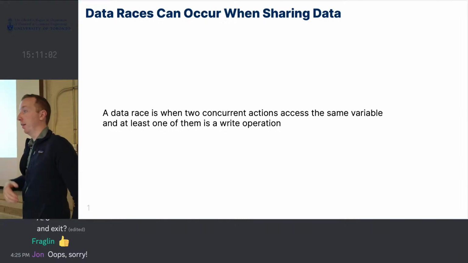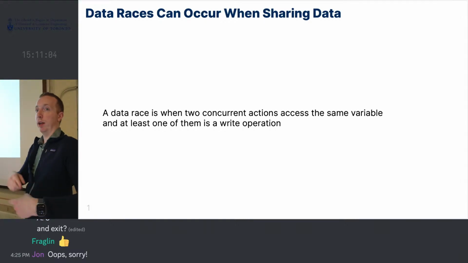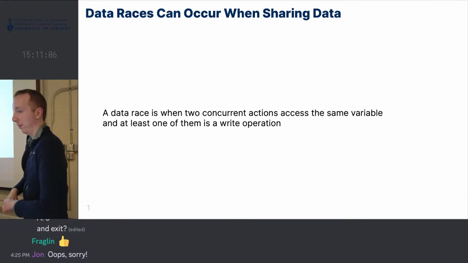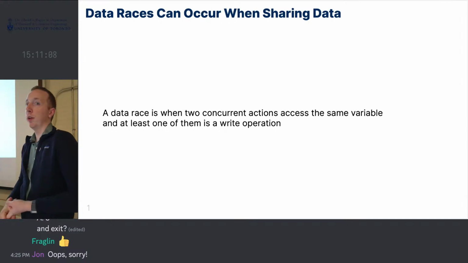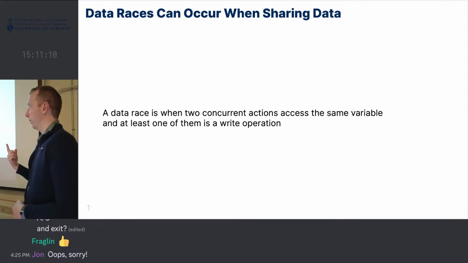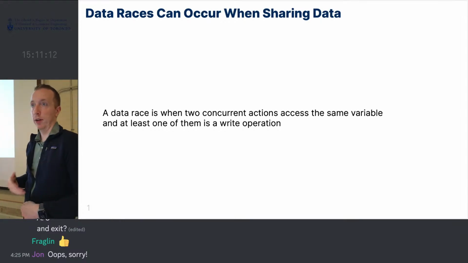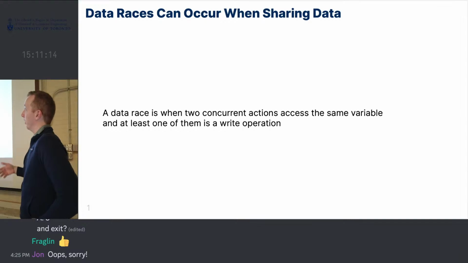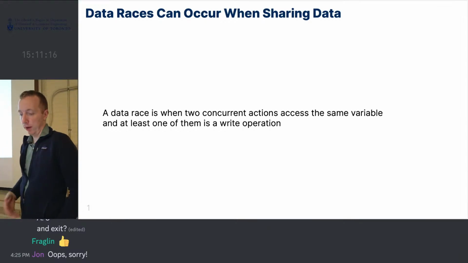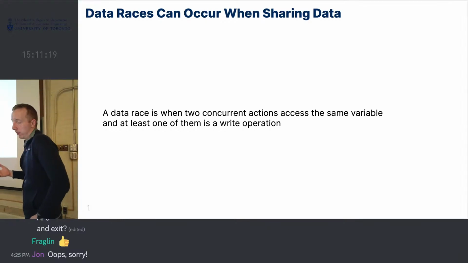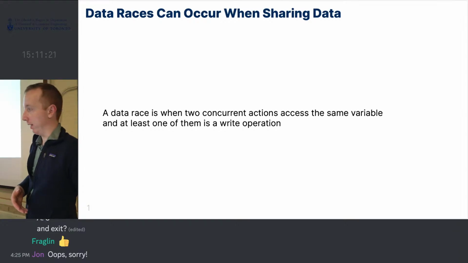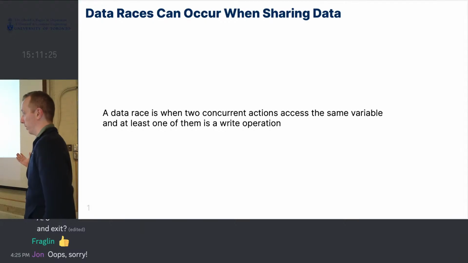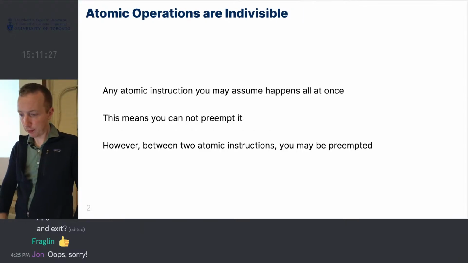A definition of a data race is when 2 or more concurrent actions access the same variable and at least one of them is a write operation. If that is true, then you have a data race, which basically just means one of the threads might get some old stale value and you might just have some weird unexpected results.